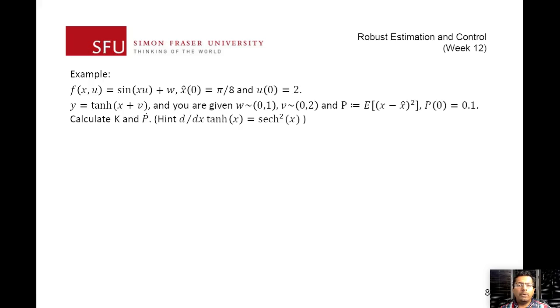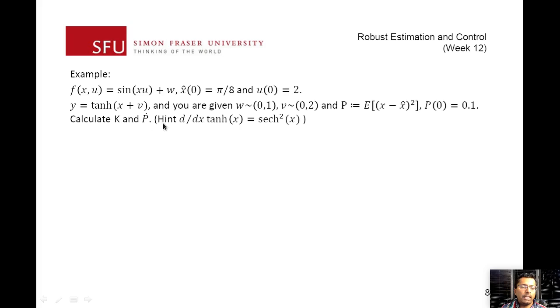So let's do this example. This is essentially an extension of the problem that we just had, where we have f is sin(x) u plus w, and then x bar, x hat is 0. X hat at 0 is pi over 8, and then u is given to be 2. The addition we have is y is tanh x plus v, and then we are given the noise covariance: w is zero mean Gaussian with a covariance of 1, v is zero mean with a covariance of 2, and then P is defined as the expected value of (x minus x hat) squared, and then P0 is given to be 0.1.